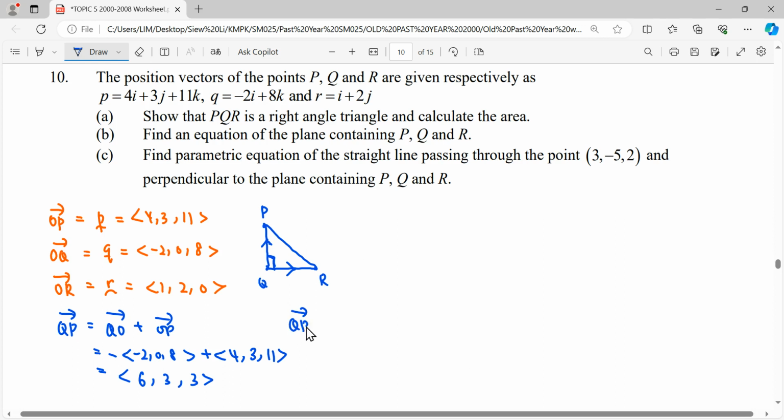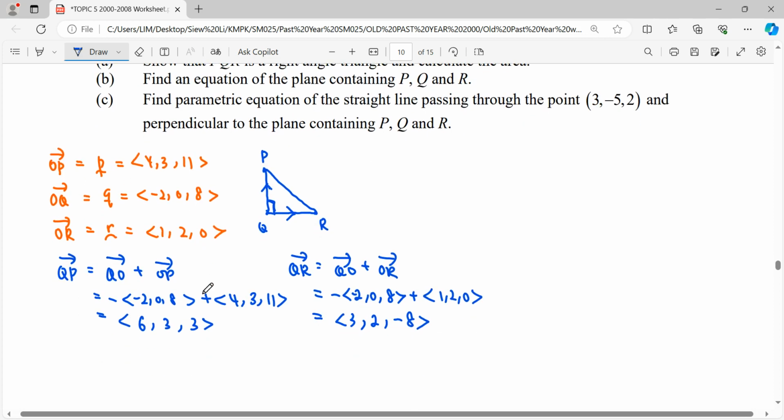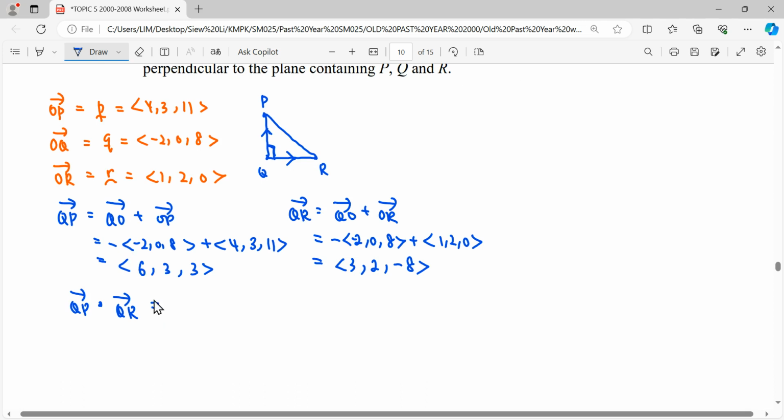Then we find the vector QR, which will be QO plus OR. QO and OQ are in opposite directions, so negative vector. With these two vectors, we're going to prove that they are perpendicular. In order to prove they are perpendicular, we need the dot product of QP with QR. If we get the result of 0, it means they are perpendicular.